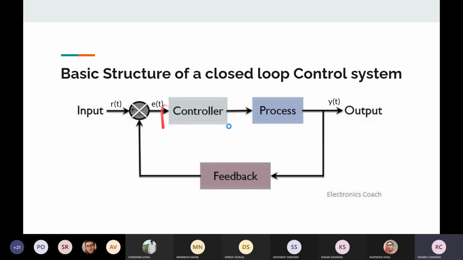Okay, so the error is fed to the controller. The controller processes it and gives some signal that is fed to the plant or process, say. Then the plant also processes it and gives the final output. And then the same output is fed as a feedback to the summer. So here there's a chance that if there's some error, then the whole system can self-correct itself. Okay, clear?